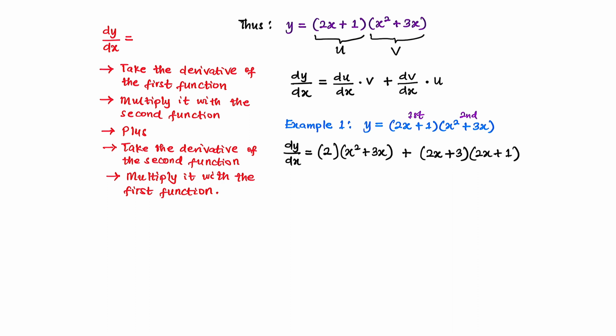You may leave your answer like this, or you may simplify further. It's up to you, depending on what the examiner wants. But usually it will be fine if you just leave the answer like this. So let's just rewrite it as dy dx equals 2 into x squared plus 3x plus 2x plus 3, and you have 2x plus 1. And that's it. Another example.